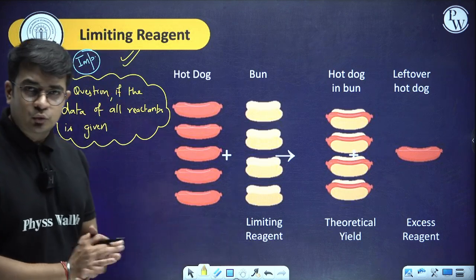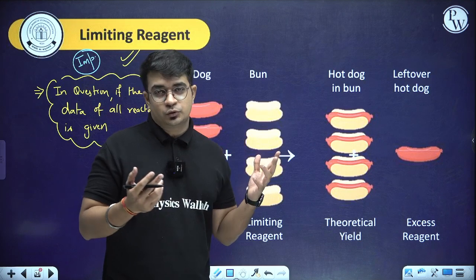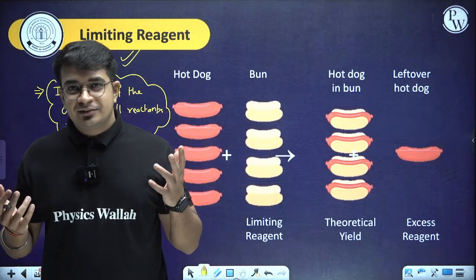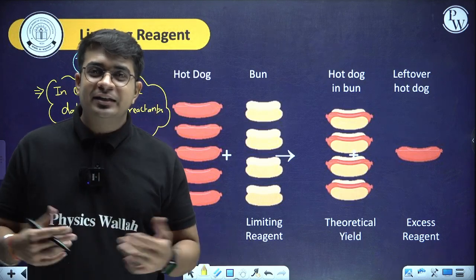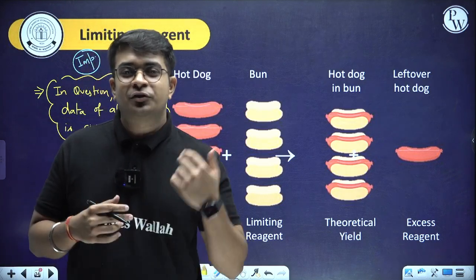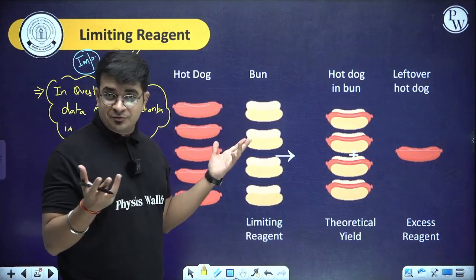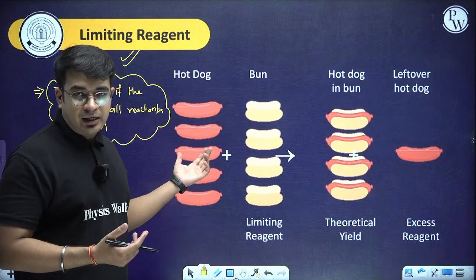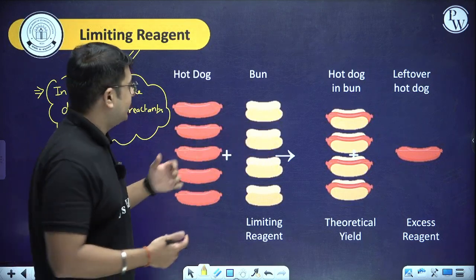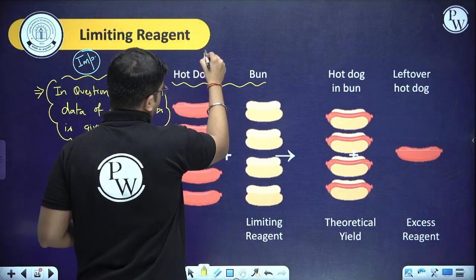I am going to use a very simple analogy. Let's try to make hot dog sandwiches. You can take any McD sandwich or Subway sandwich, whatever you want to make. So let's say today in the cooking class we are making hot dog sandwiches, and I'm starting with some hot dogs and some buns. I can say these hot dogs as well as these buns are basically reactants.